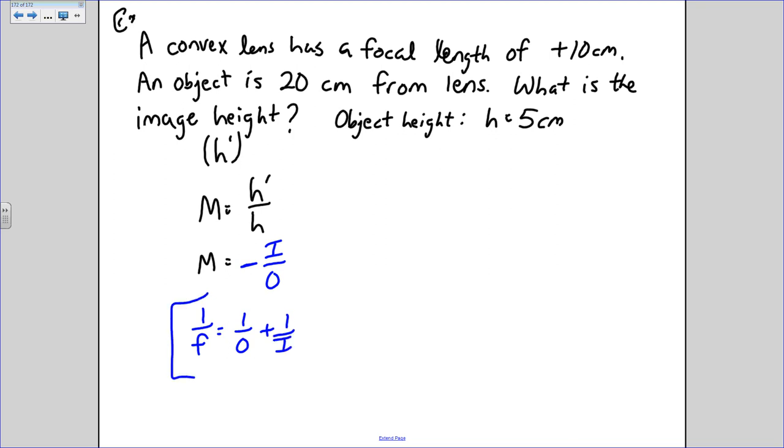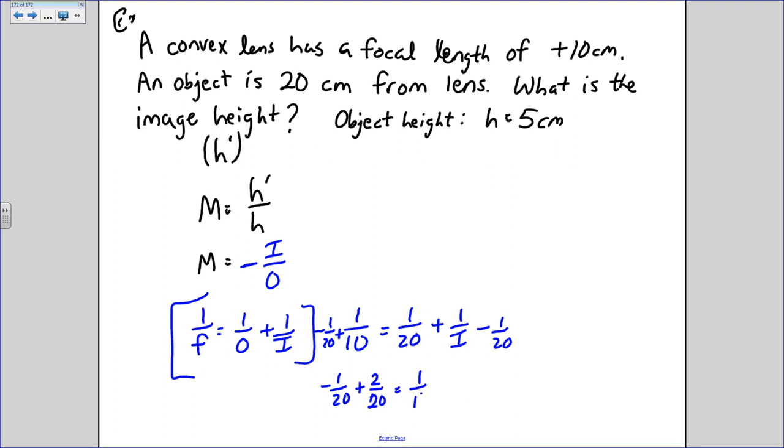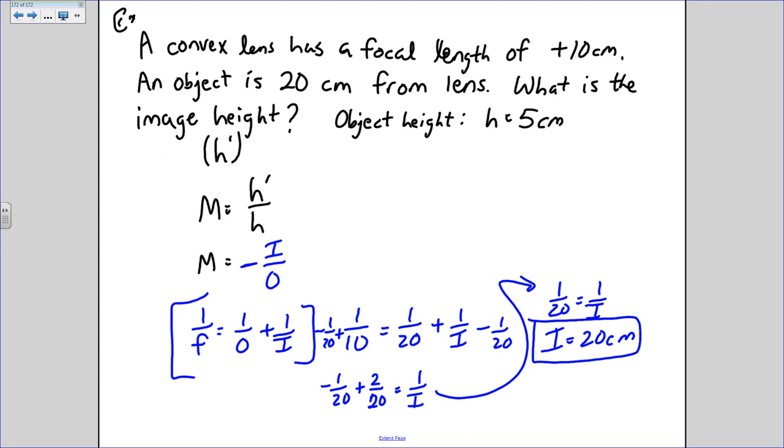So I'm going to take this one first. I'm going to solve it for the image distance. So I'm going to have 1 over the focal length, which is 10, equals 1 over the object distance, which is 20, plus 1 over the image distance. And then I need to solve that for I. So I'm going to subtract 1 over 20 from both sides. I can find a common denominator, which will give me negative 1 over 20, plus 2 over 20, equals 1 over I. And then that's going to give me 1 over 20 equals 1 over I. And so my image distance is going to be 20 centimeters.